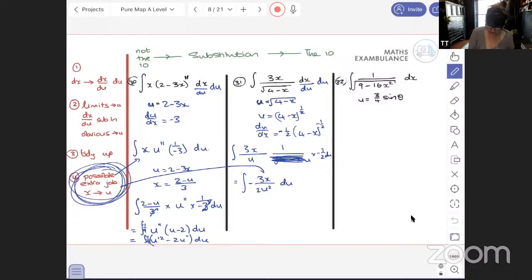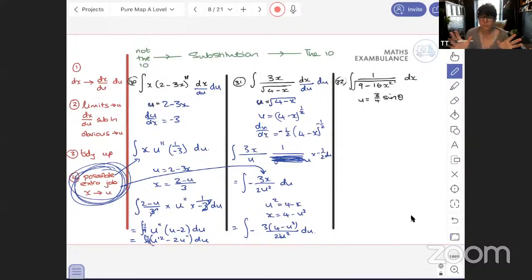The x. So same as the first one, really, really common, same structure. Go back to the x. U squared is 4 minus x, so x must be 4 minus u squared. So actually what I'm looking at here is 3 lots of 4 minus u squared all over 2u squared du.